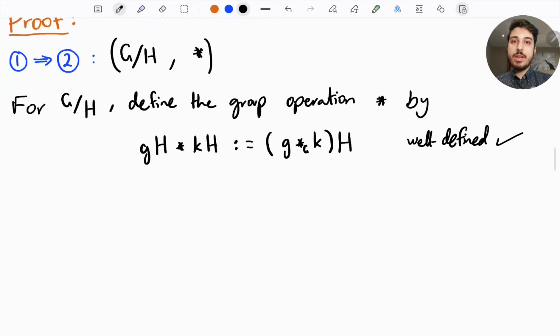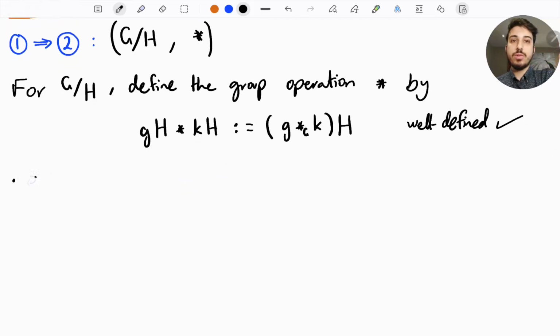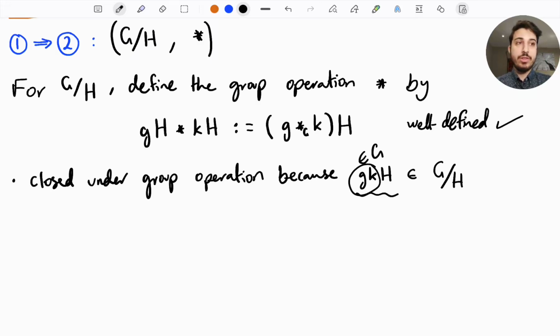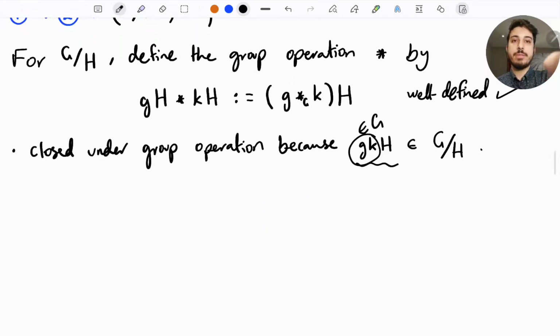Now, I'd like it to be closed under the operation. I'd like it to be associative. I'd like to find the identity element and the inverses for all of the elements in the set of cosets G/H. So, it's closed under the group operation because gkH is an element in G/H. It is a coset after all because g times k is an element in the group. So an element in the group times the subgroup H gives a coset, which is an element in G/H. So it's closed under the group operation.